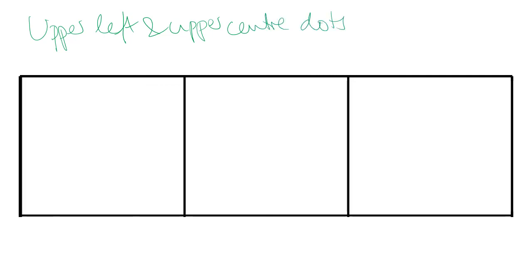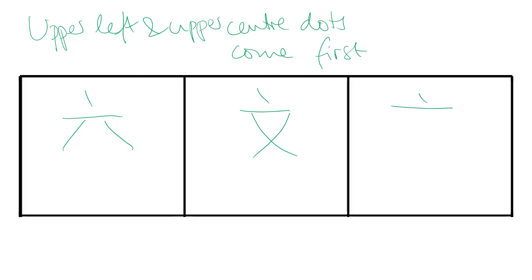Rule number 7, upper left and upper centre dots come first. For example, this is 6, the number 6. This means culture, and this means to join or to meet.